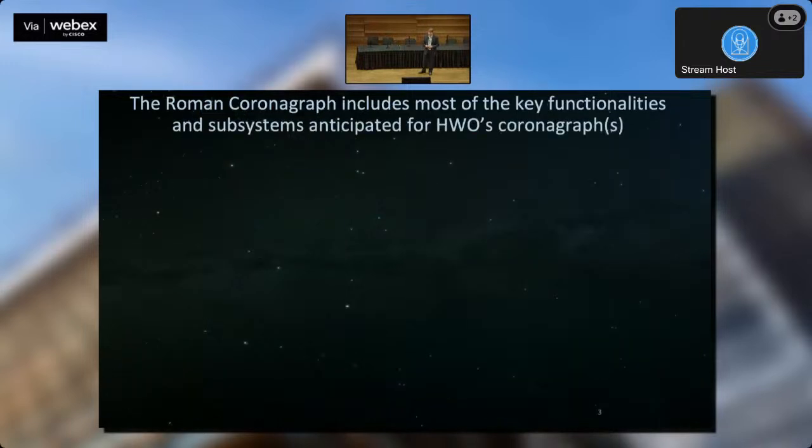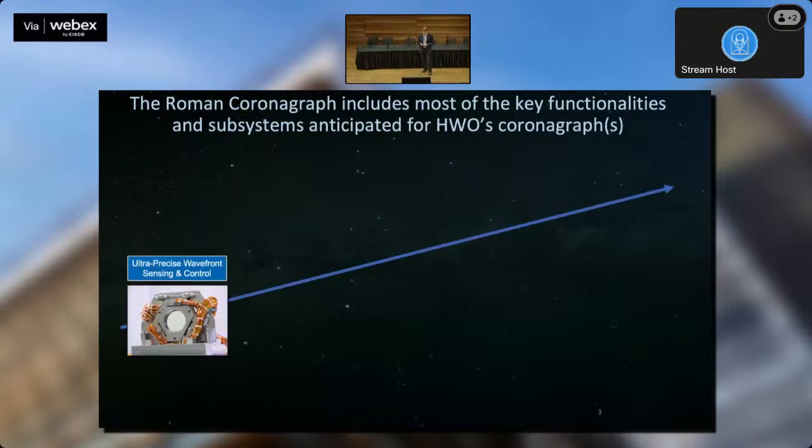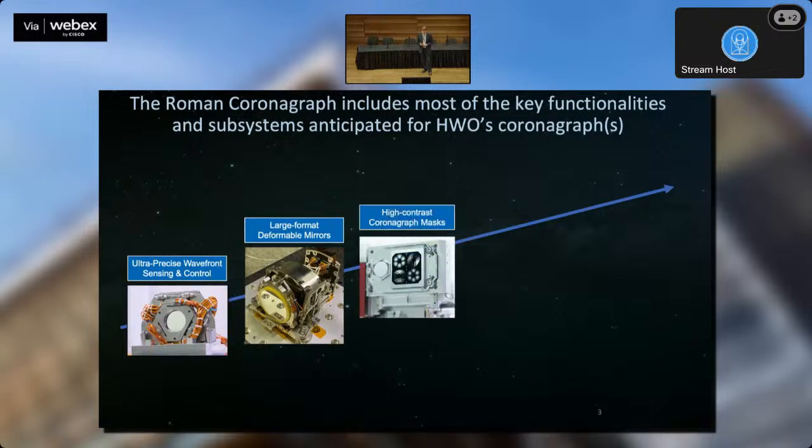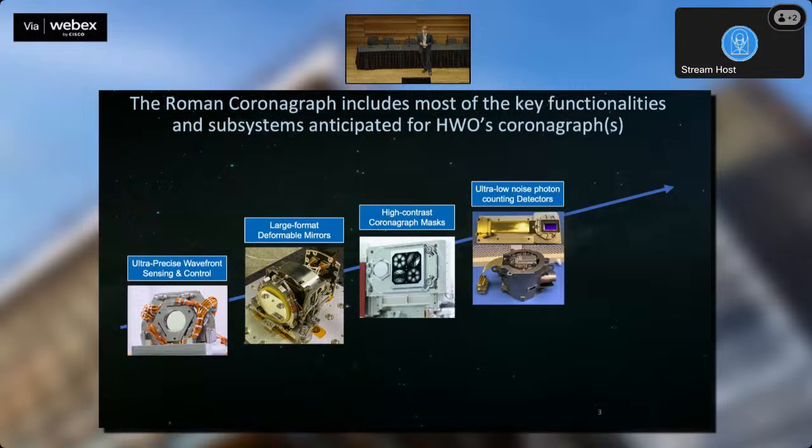So the coronagraph on Roman includes most of the key functionalities and subsystems anticipated for HWO. That includes ultra-precise wavefront sensing and control, a pair of large 48 by 48 actuator deformable mirrors, high-contrast coronagraphic masks, and ultra-low noise photon counting detectors, in that case EMCCDs, which are used for 2 of the cameras on the Roman coronagraph.